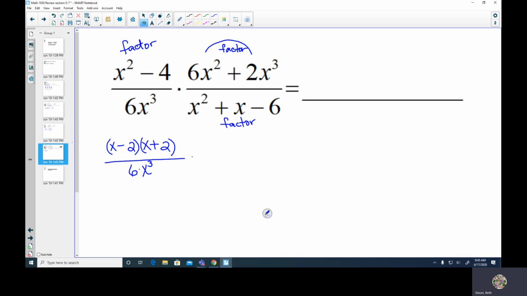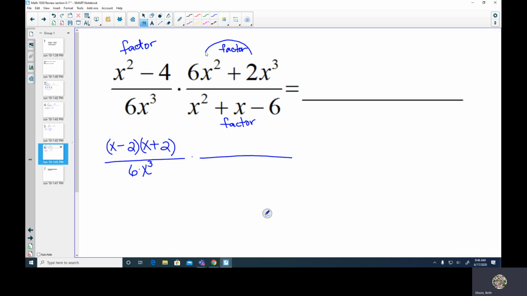Now going over to the second fraction, what do I have? Well, on the top, I have 6x squared plus 2x to the third, and that is only 2 terms. But it's not a trinomial. It's not the difference of 2 squares because it's not a difference, and they're not squareds. The first thing you always look for is the greatest common factor.